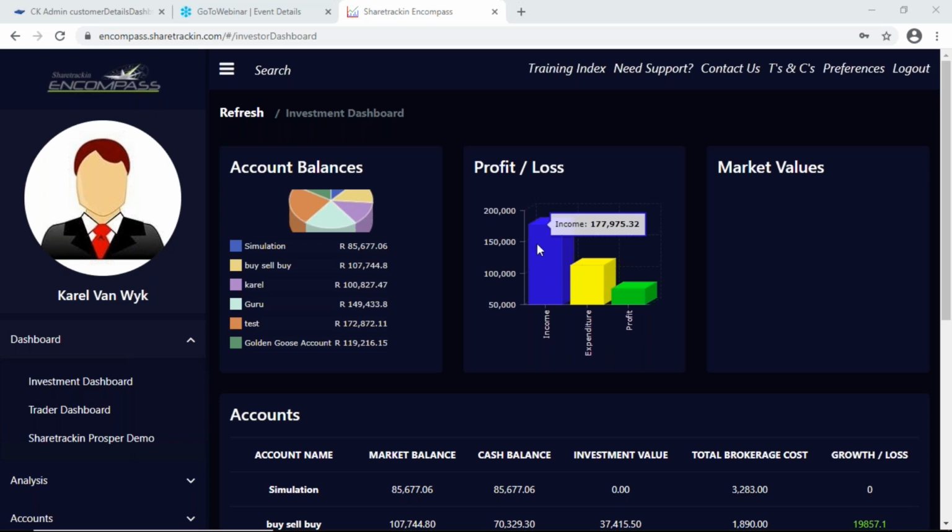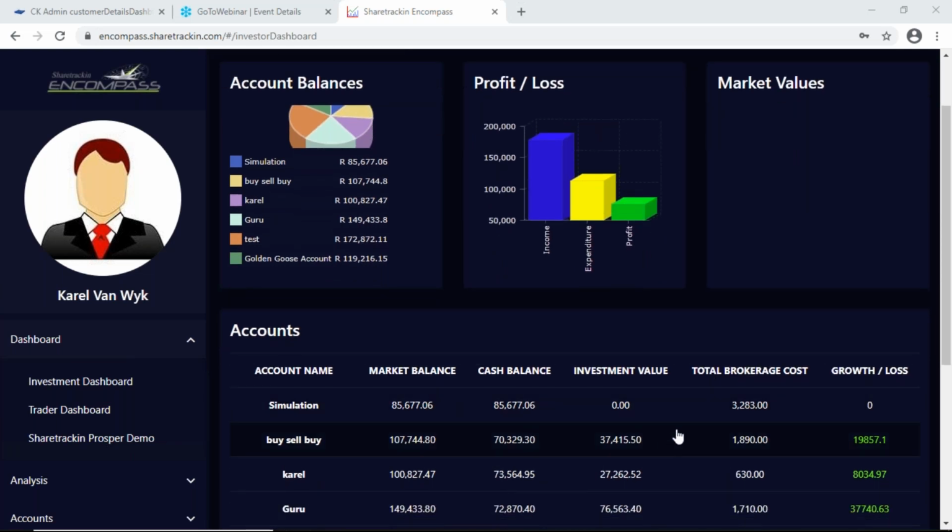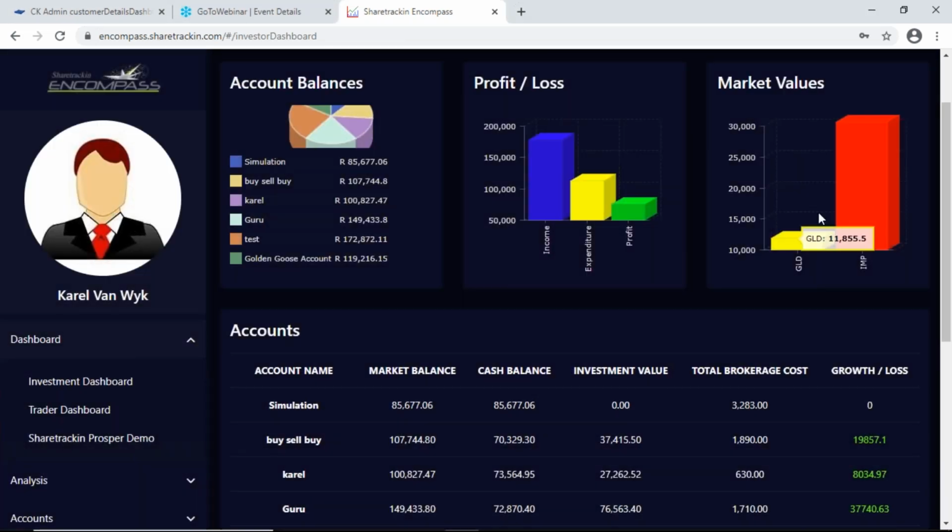You would also see here that I have my profit and loss table. So your income is what your shares is worth currently. Expenditure is what you paid for everything, and the difference between these two would give me my profit. Market values will show as soon as I then click on an account that has shares in. So then I would get the current value of my share.